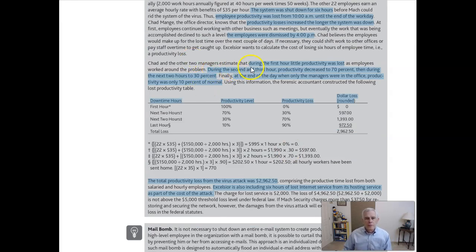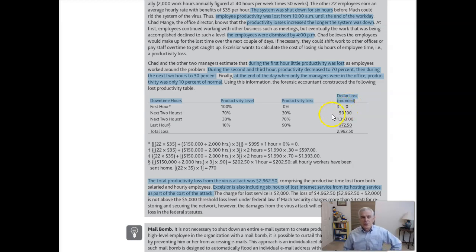Now the 3 managers estimated that during the first hour, very little productivity was lost. So there was no loss as to productivity during the first hour. That's why here we're trying to compute the amount of the damages. During the first hour, productivity level is 100%, no losses, 0 loss over here.